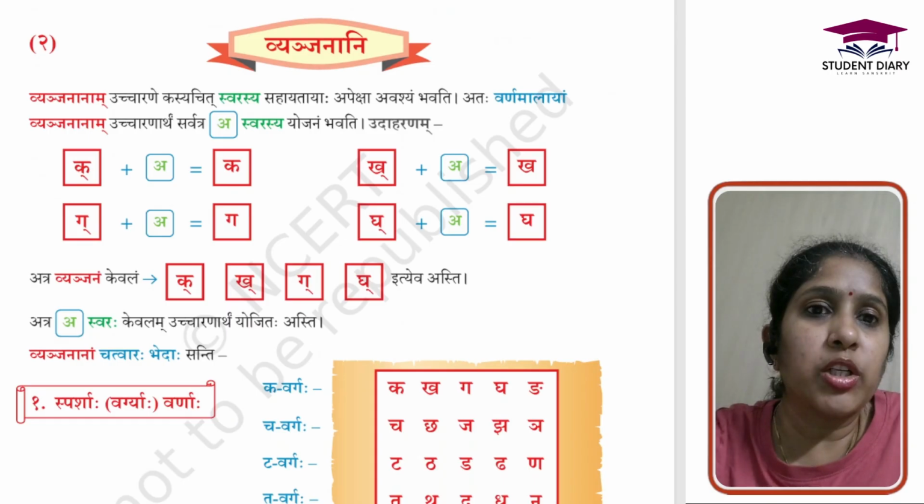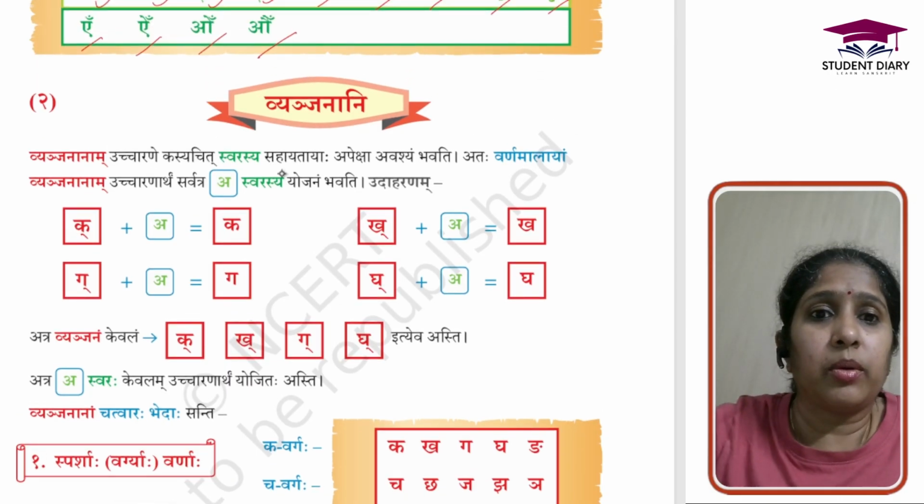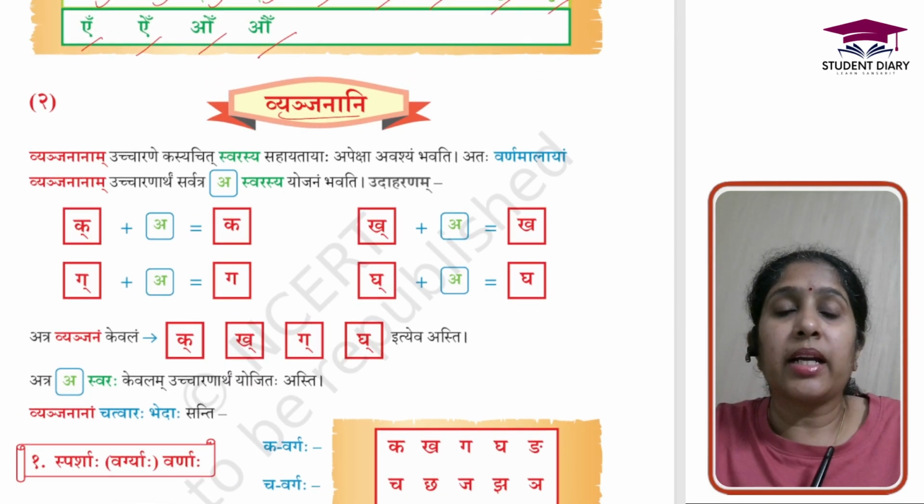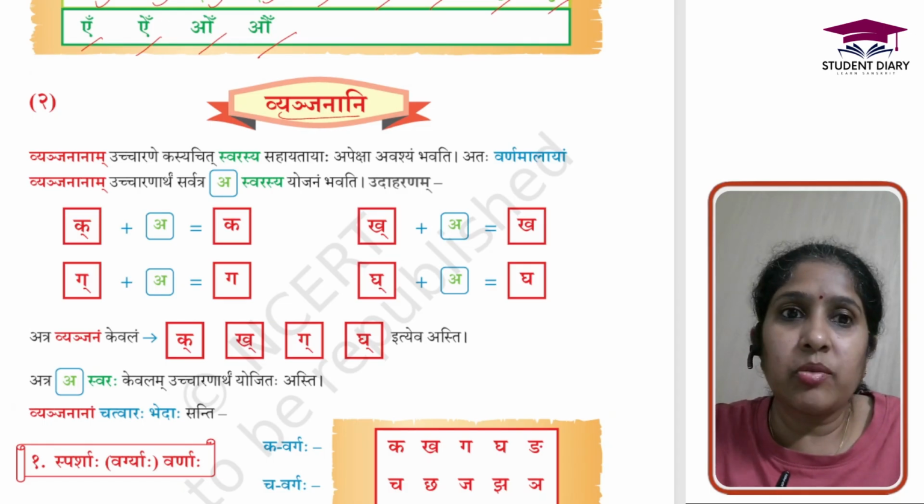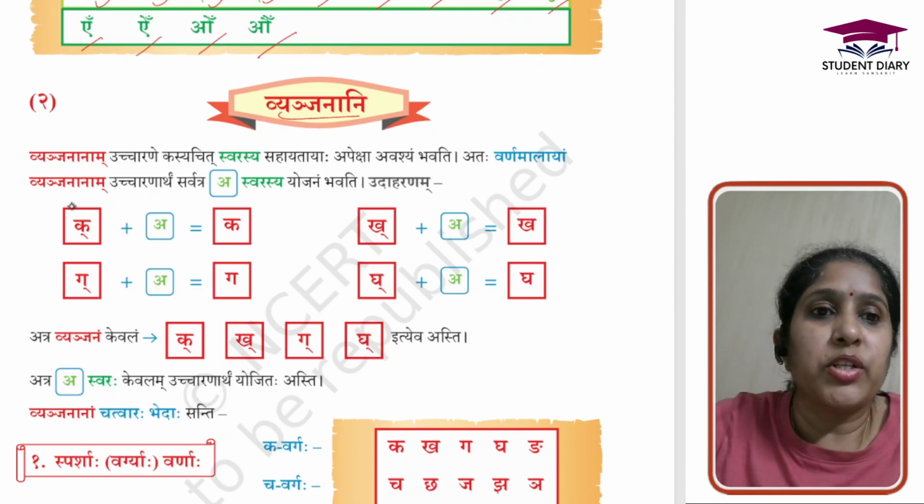Now let's go for the vyanjan. So what are vyanjan now? Let's see. We had discussed in the starting, right, that the varna are of two types. One is swara and one is vyanjan. We have discussed the swara already. Let's start with the vyanjan.